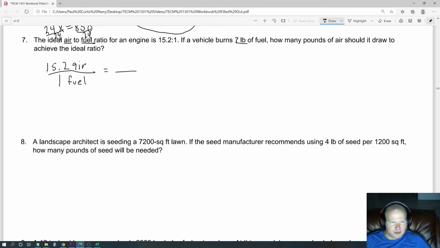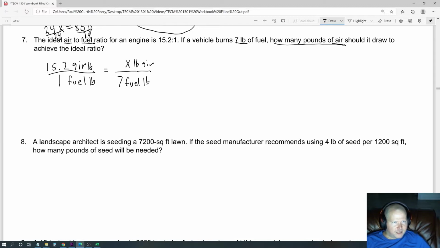and now it said 7 pounds. Okay, well, we'll assume that the fuel is in terms of pounds, right? And the air is the question over here, so we're going to put 7 pounds on the bottom. So it's 7 pounds of fuel. Probably should have put pounds fuel. And the question is, well, how much air, right? How many pounds of air? That's the question.